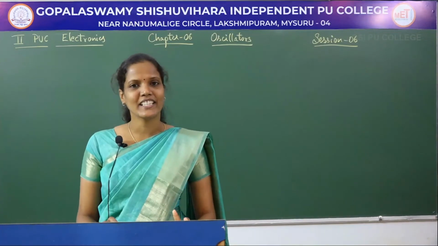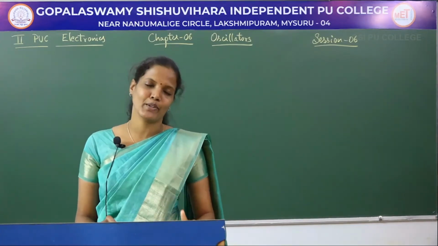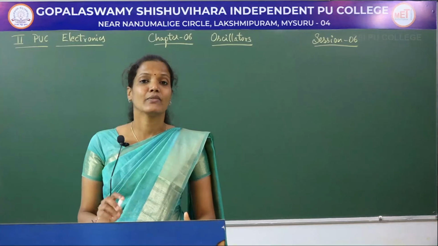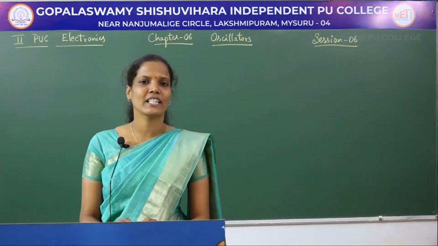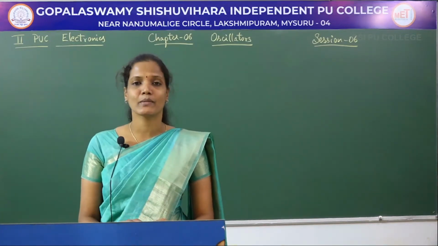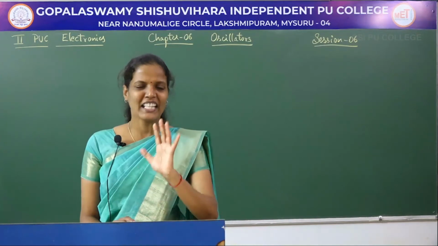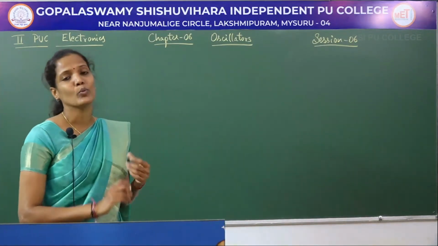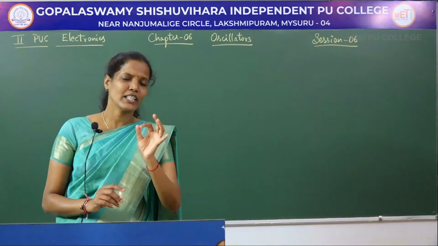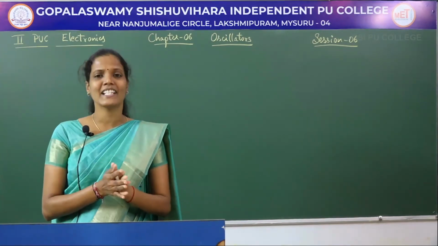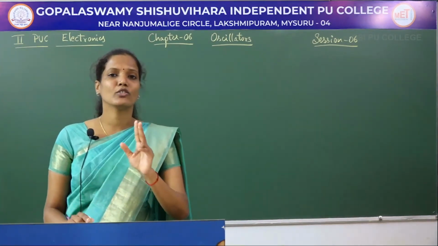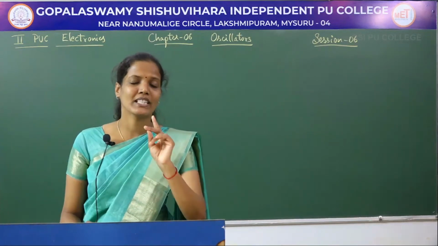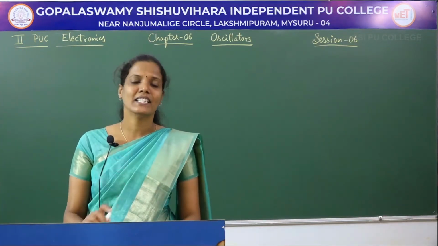So in RC oscillators we have two types, that is the phase shift oscillators and Wien bridge oscillator. In the last session we discussed the phase shift oscillator. In this session we will be dealing with Wien bridge oscillators. The name RC oscillators itself specifies that we are going to use two main components, one is the resistor, the other one is the capacitor.